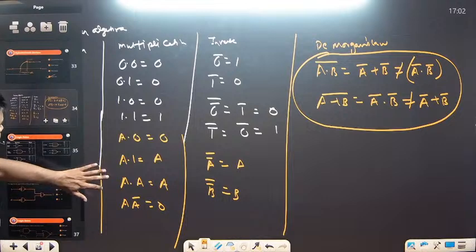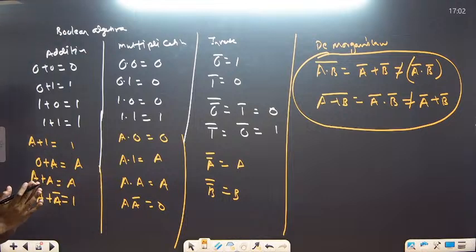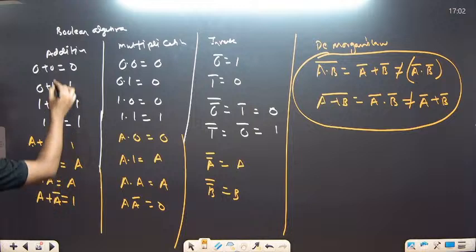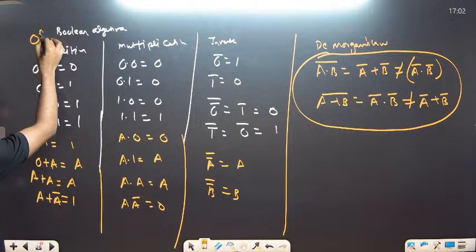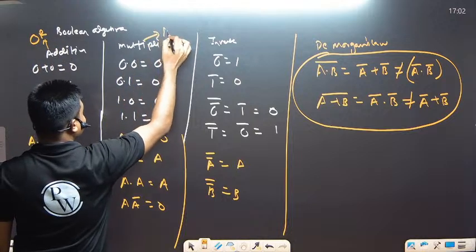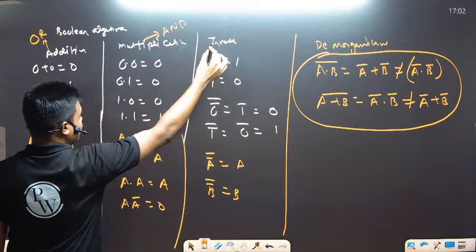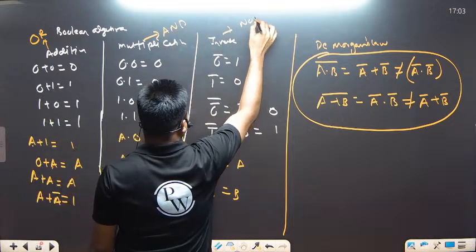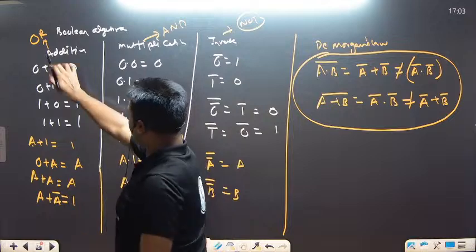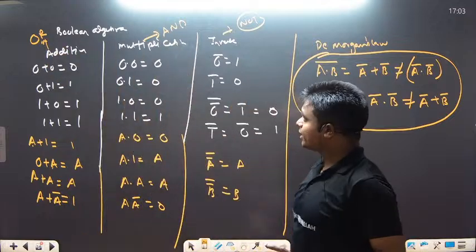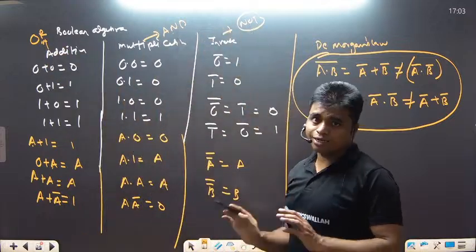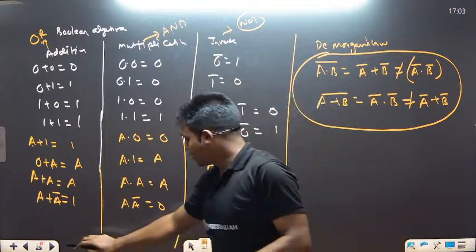So for different types of operations we have addition, for that there is one dedicated gate, that is what you define as OR. For multiplication the dedicated gate is what you define as AND. And for inverse the dedicated gate is what you define as NOT. Then if we combine OR and NOT, we'll get the NOR gate. If we combine AND and NOT, we'll get the NAND gate. So we'll be discussing that now.